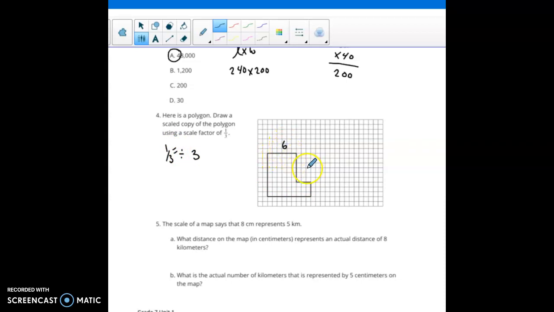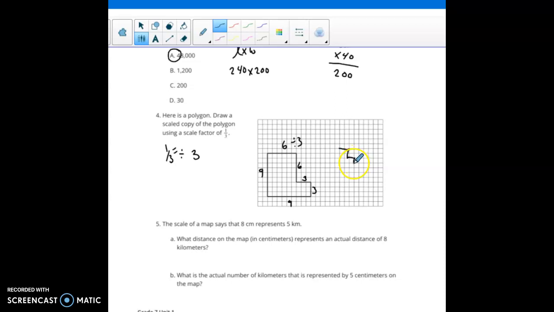We got 6 here. We got 6 here. We got 3 here. 3 here. 9 and 9. What I need to do is divide all of the numbers by 3. My definition is dividing all by the same number, or multiply by 1/3. So if I divide 6 by 3, I get 2. 6 by 3, I get 2. 3 by 3, I get 1.